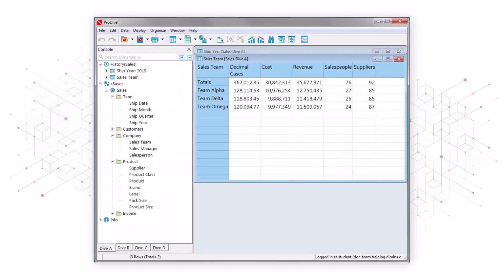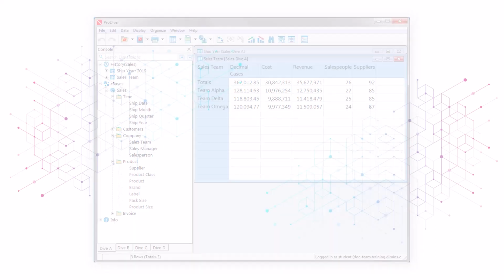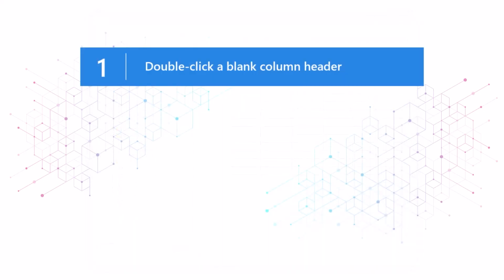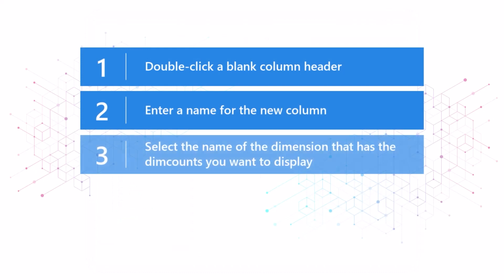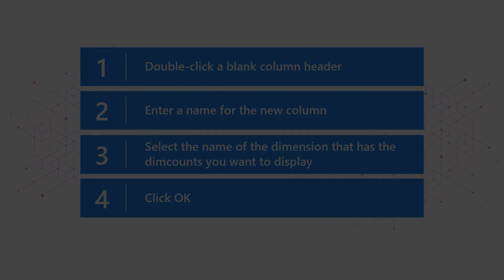So that's how you add a DimCount column to the Dive window. You double-click a blank column header, enter a name for the new column, select the name of the dimension that has the DimCounts you want to display, and click OK. And that's it. You just learned how to add a DimCount column in ProDiver.